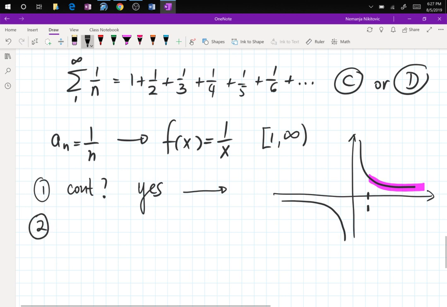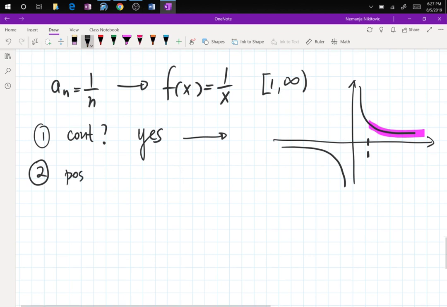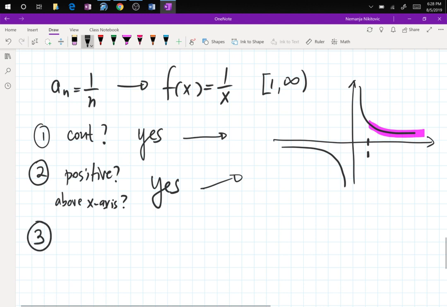So there are no interruptions of any kind from 1 to infinity, therefore it's continuous. Number 2, is it positive? Meaning, is it above the x-axis? Yes, it is, because look at it. It doesn't go under the x-axis at any point in time. It's always positive. Number 3, is it decreasing? Yes.